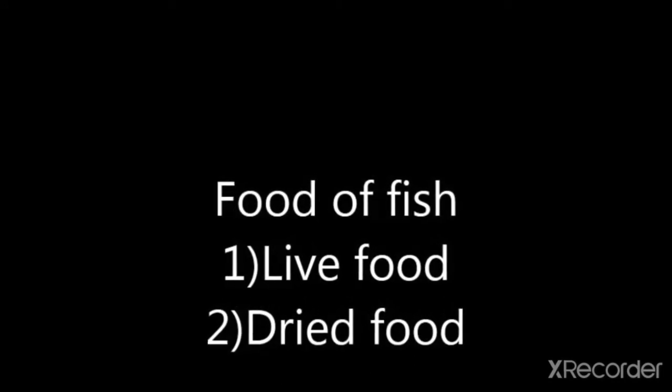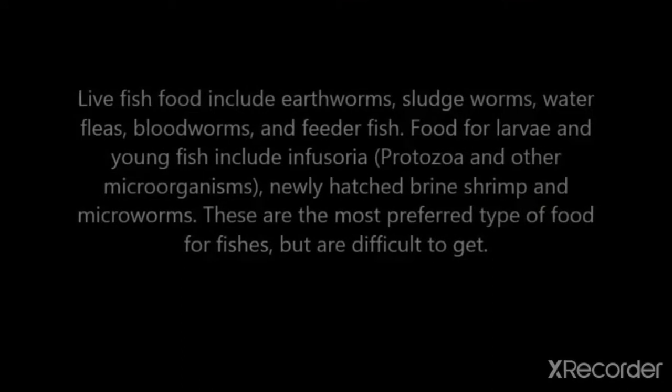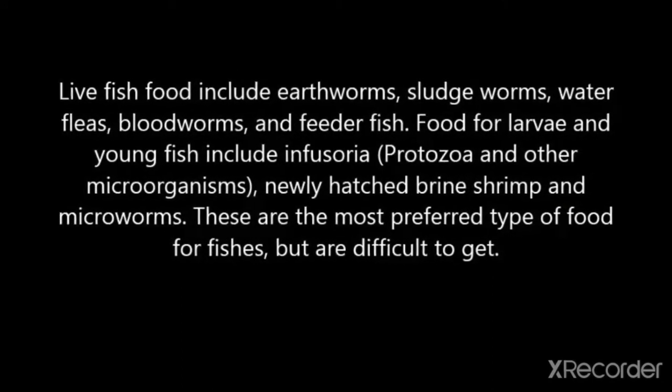Food of fish is of two types, live food and dried food. The live food includes the diet of aquarium fish and keeps them in consistently good health. These are easy to obtain in many areas and are appreciated by most aquarium fish. The common live foods are plankton, mosquito larvae, bloodworm, tubifex and earthworm.